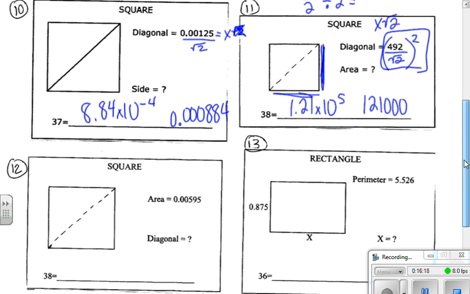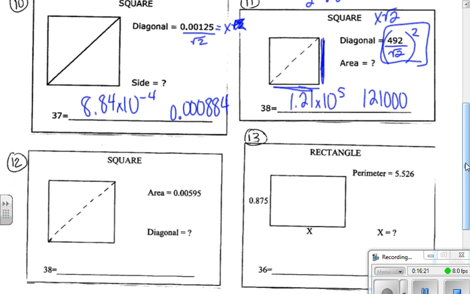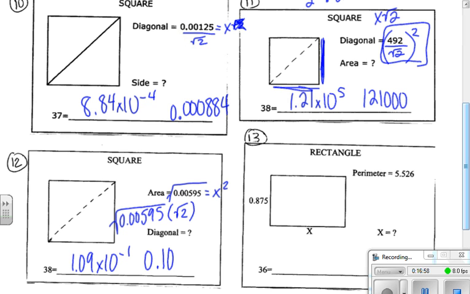Okay. Question 12. We have an area given to us and we want to find the diagonal. So kind of the opposite of this one. Our area is equal to the side squared. So remember, to undo a square, we have to take the square root. So we've got 0.00595 square rooted. That is the side length of our square. And remember, to find the diagonal, we multiply our side times the square root of 2. And we get an answer of 1.09 times 10 to the negative first, which if we move our decimal back one place, gives us 0.109.